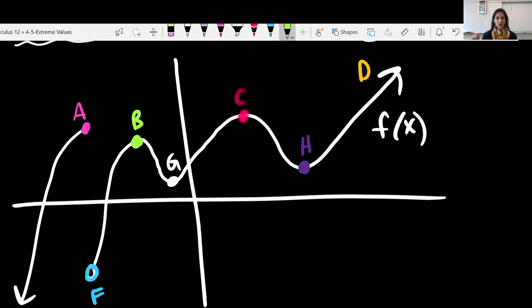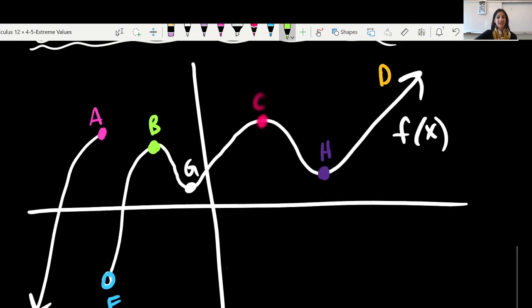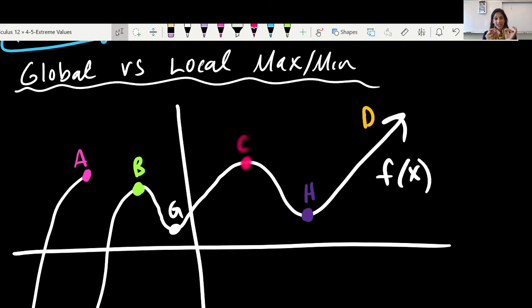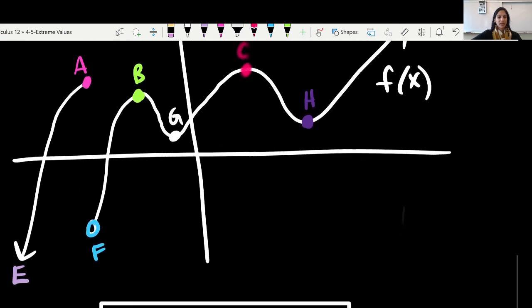So basically the only idea or concept behind this is that the local max and min is what it sounds like. It's just within that little region. So for example, if we're looking in here, the local maximum there would be C. But if we're looking at the entire thing, the global maximum, we would say is D because it keeps going and the arrows indicate that it keeps expanding.